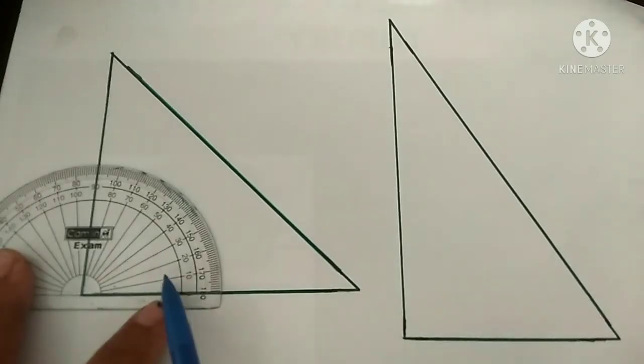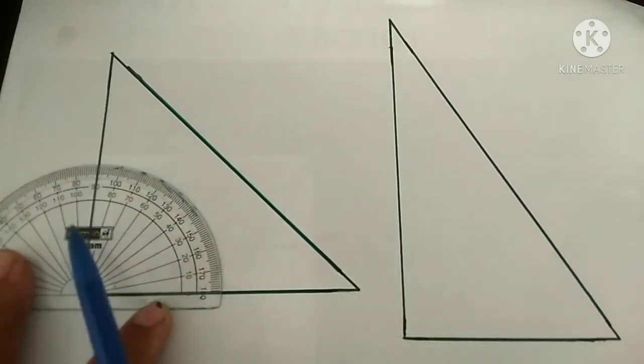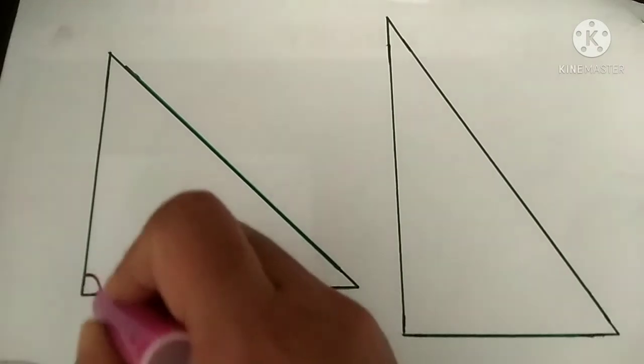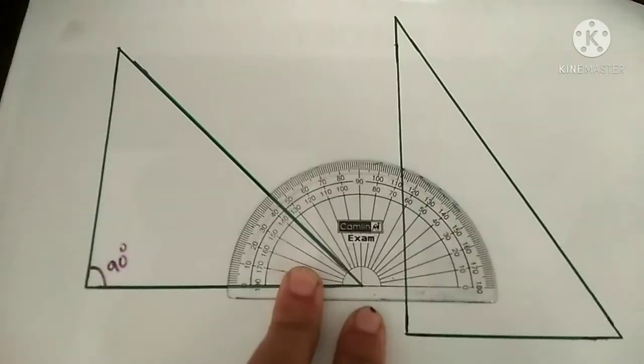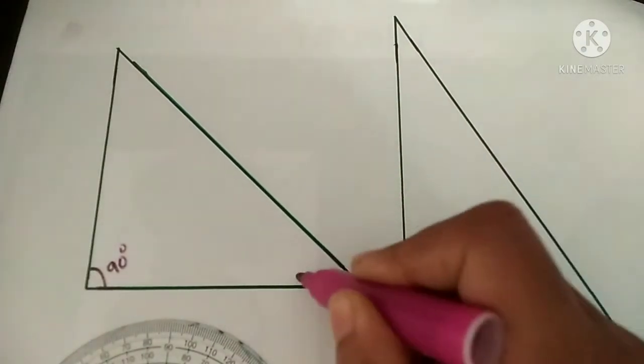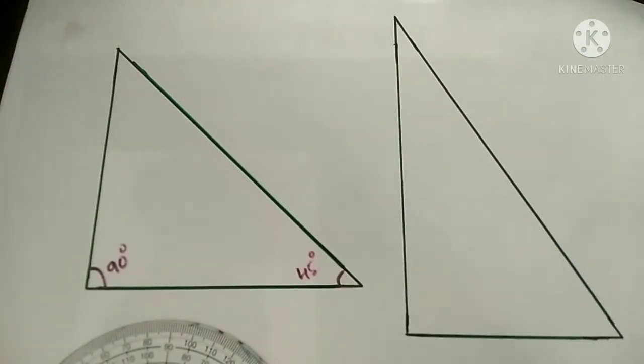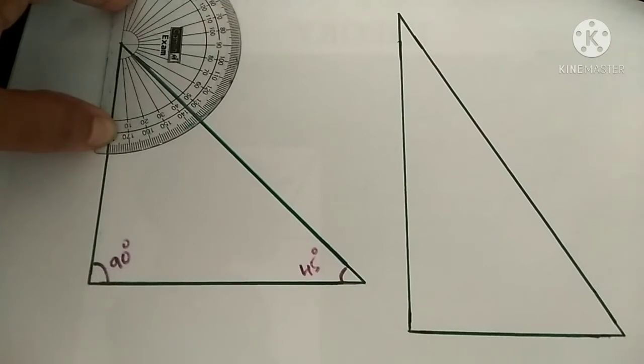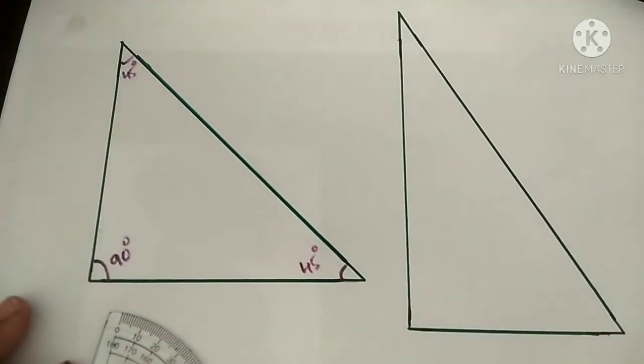See, can you see which angle is this? This angle is 90 degree. So I mark here 90 degree. How much is this angle? This is 45 degree. I mark here 45 degree. How much is the third angle? Third angle is also 45 degree. So I mark it as 45 degree.